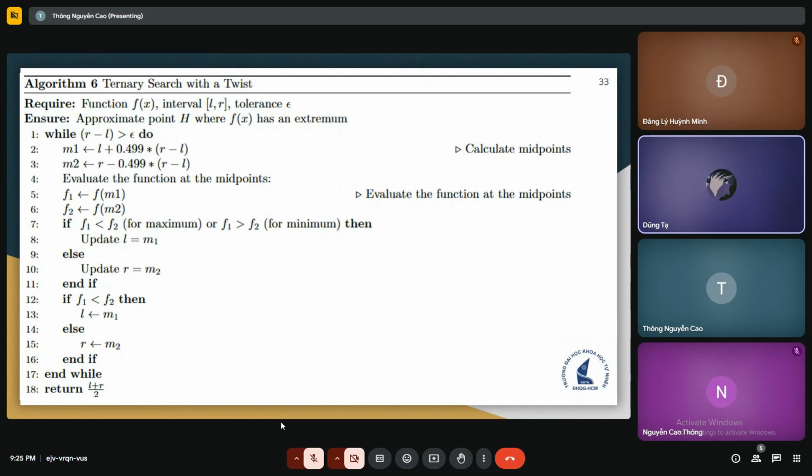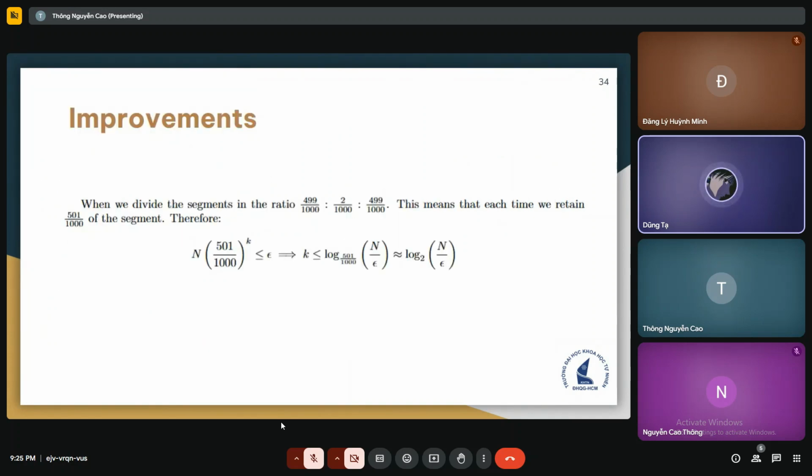And here's the code. Using this division, the number of iterations becomes fewer, and the complexity tends toward O(log base 2 of n). And so that's observation one.